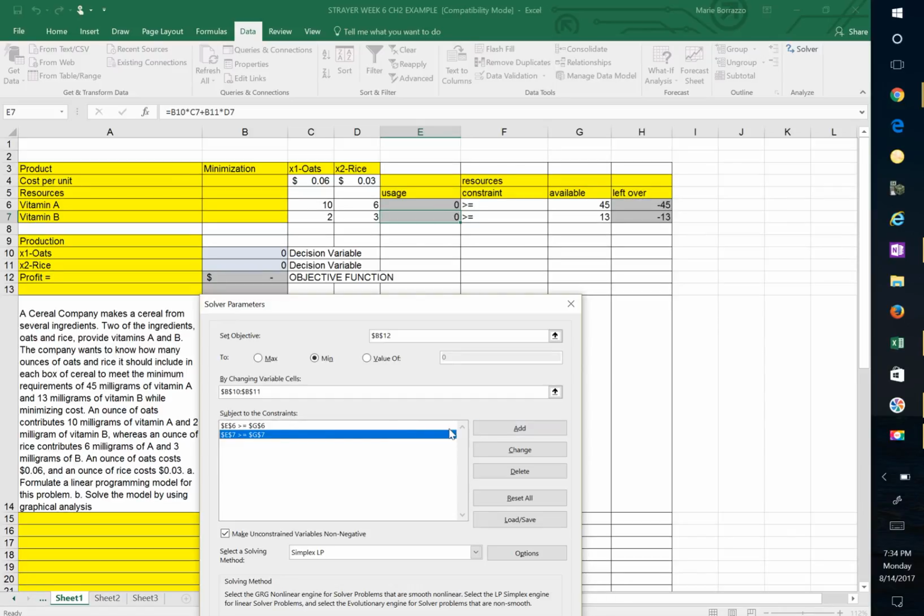If you ever need to change or add, literally just click on change or add. So if I want to change this, I will click on change. If I want to add, I will just click add. You want to click also or check off that you want the non-negative. Understand this is a simplex linear programming. And then after that, all you have to do is hit OK.